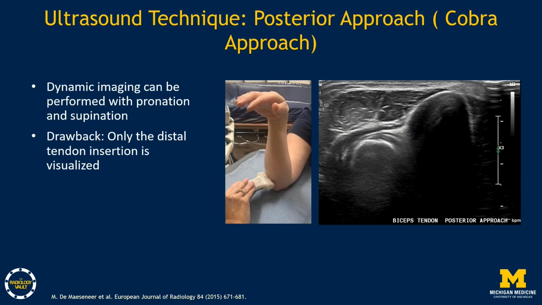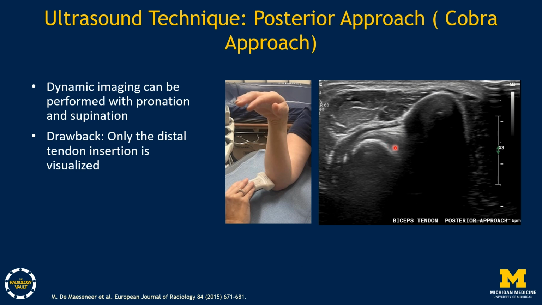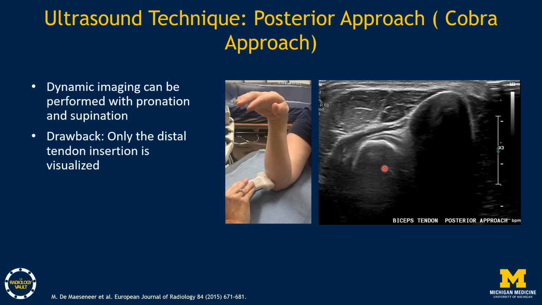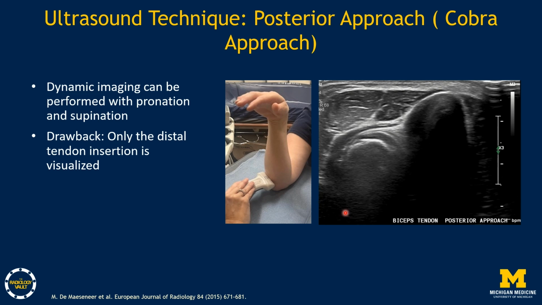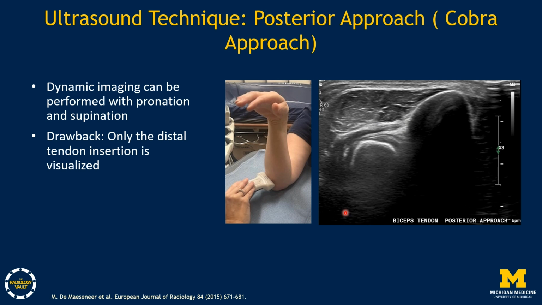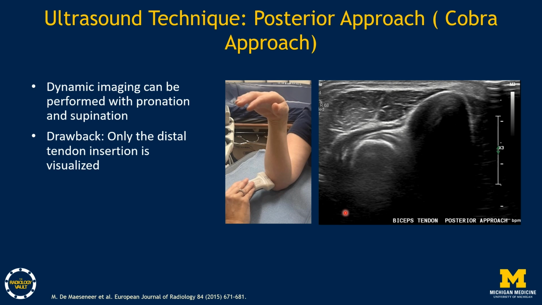As with the medial and the lateral approach, dynamic evaluation of the distal tendon can also be performed with the posterior approach. So we ask the patient to do pronation and supination, and we look for the tendon fibers moving together with the radial tuberosity. This is an approach that can be used for ultrasound-guided procedures, such as bursa injections or aspirations, with less risk of neurovascular injury given the proximity of the biceps tendon to the neurovascular structures.